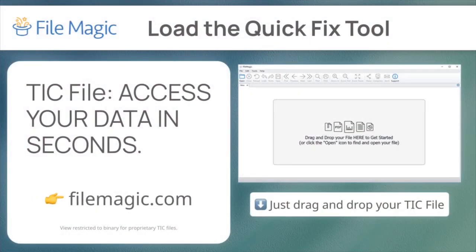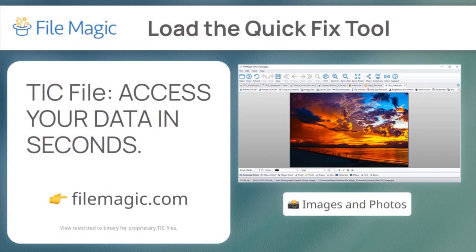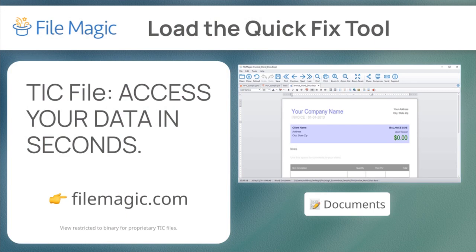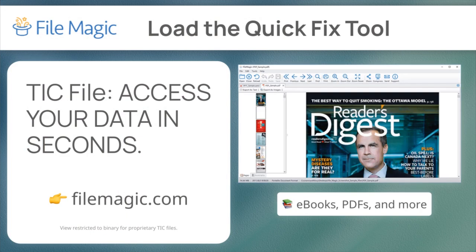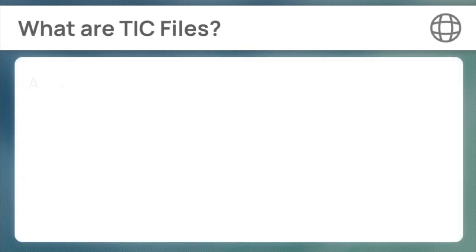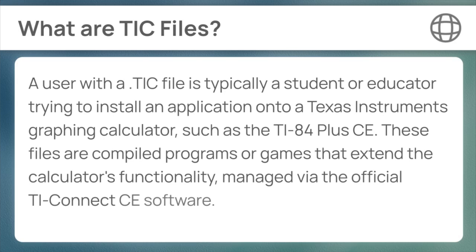Preventative action. I strongly suggest keeping a universal file reader on standby. It often gives you access to the contents even when the TIC format fails. More on this later.